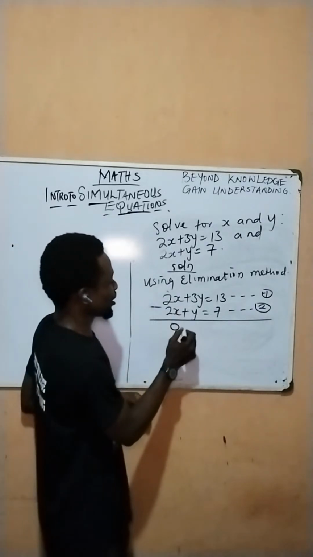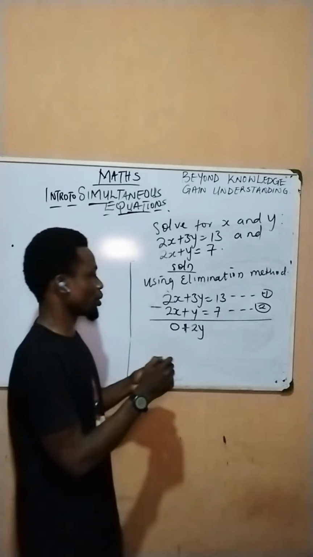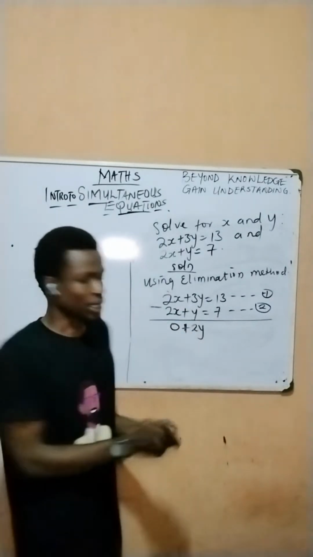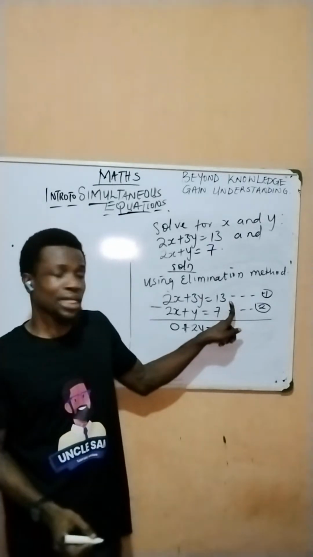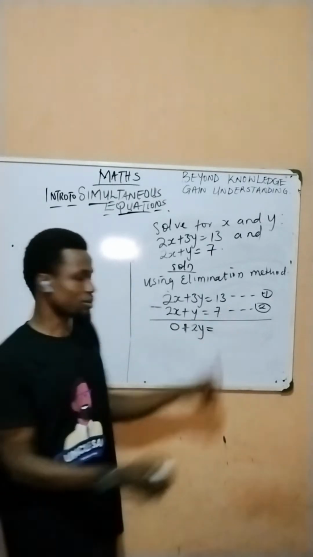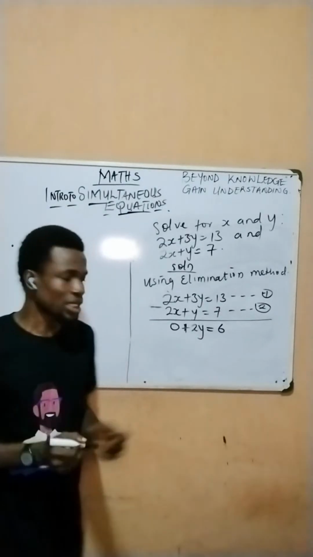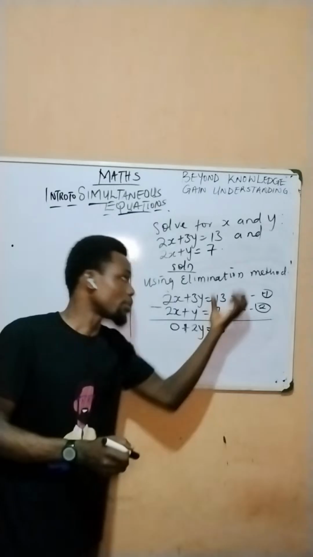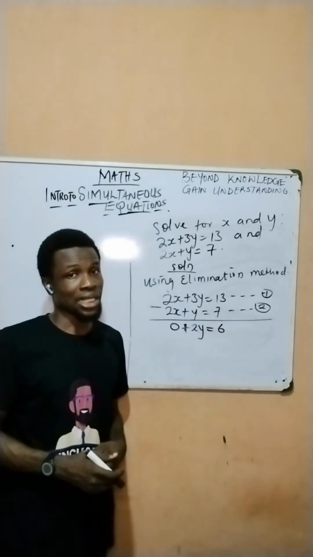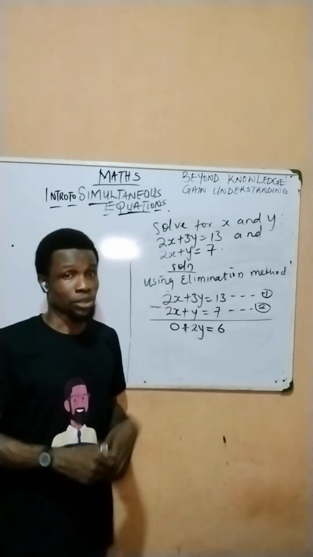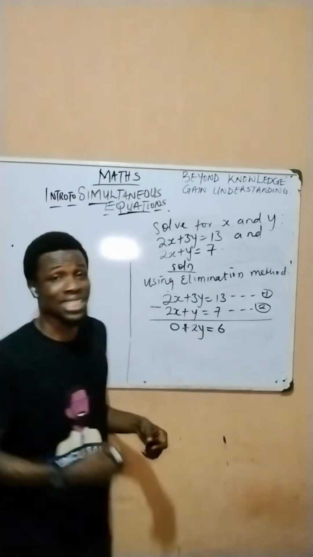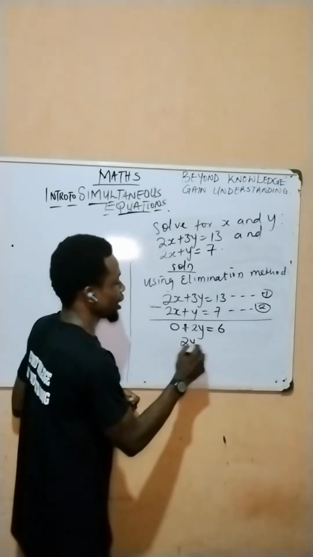So now that we've gotten here, you're going to have plus 2y, because 3y minus y is going to give us 2y. Then it equals 13 minus 7, which is going to give us 6. So you see what we did? By introducing the negative sign, we applied it across the two variables and also the constant values of each equation. So now 0 plus 2y is the same thing as 2y. So you have 2y equals 6.